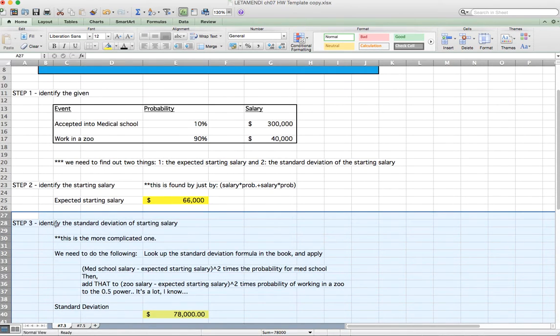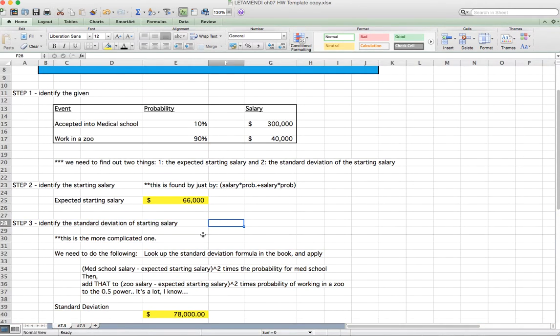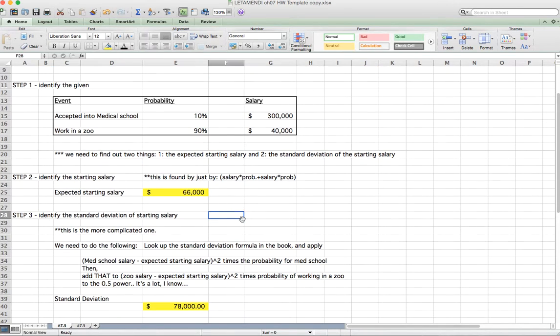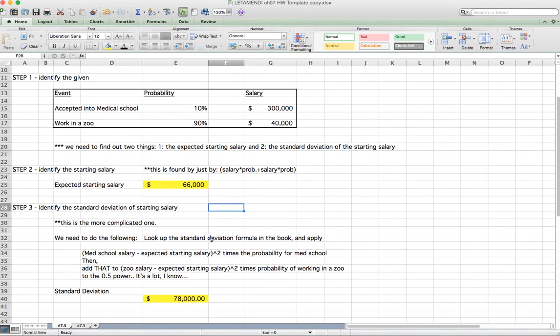Alright, so the next step is to identify the standard deviation of the starting salary. This is the one that's a little bit more complicated. So the first thing that we're going to need to do is to look up the standard deviation formula in the book and then apply. Before you do this, I recommend that you just Google standard deviation and watch a very short video on standard deviation if you've seen the videos in this unit and you don't get it, and just kind of become familiar with what standard deviation means. Okay, just understand what a mean is, the average, and then deviation from the mean, and then you'll have a better understanding of what standard deviation is.